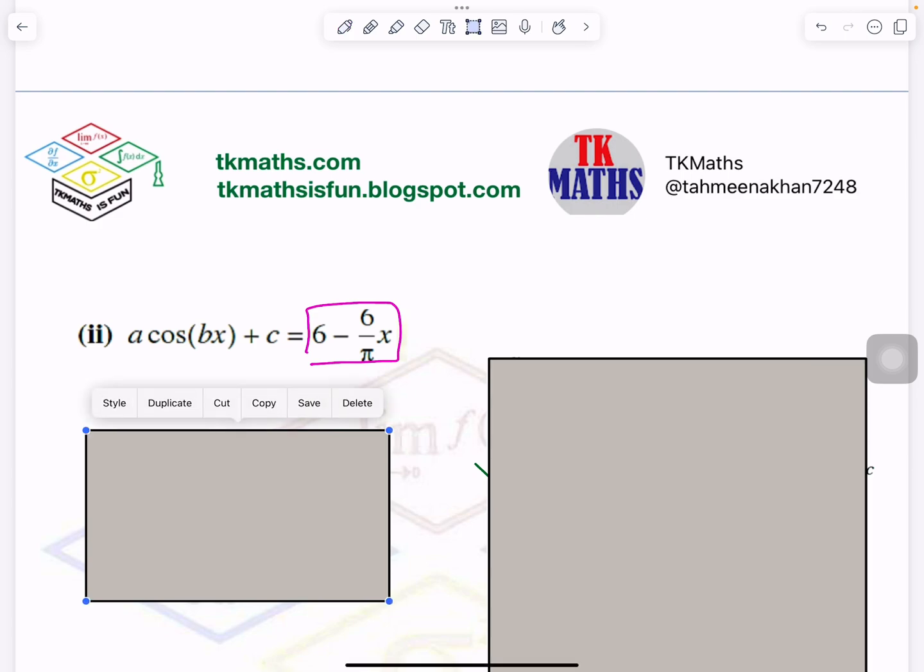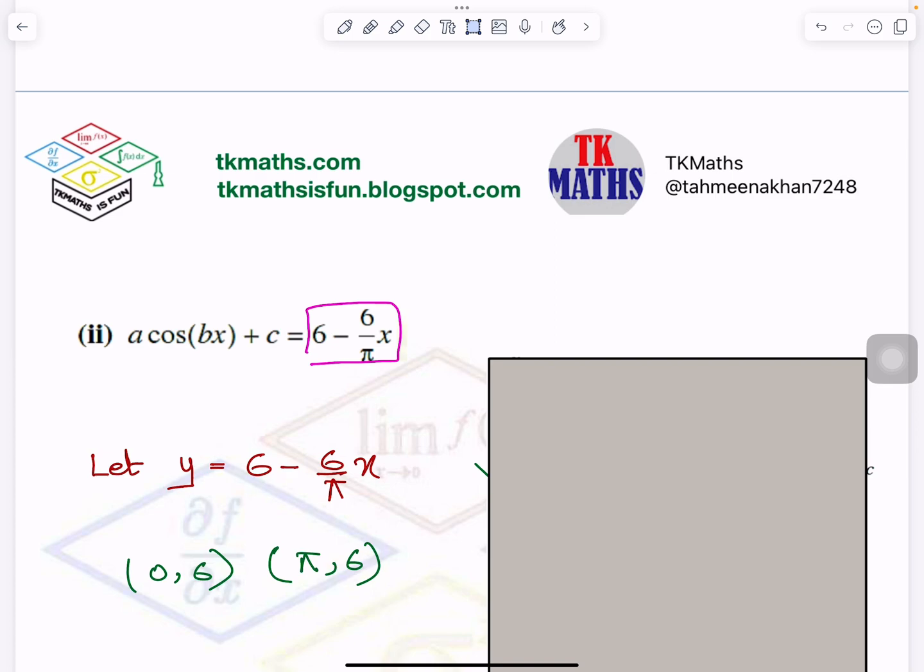So again you will say let y is equals to this and you need to plug in values here. Now if you match it with y is equals to mx plus c, right? So it is y is equals to minus 6 x over pi plus 6. So this is already your y-axis intercept. So I have written one point here without working out.